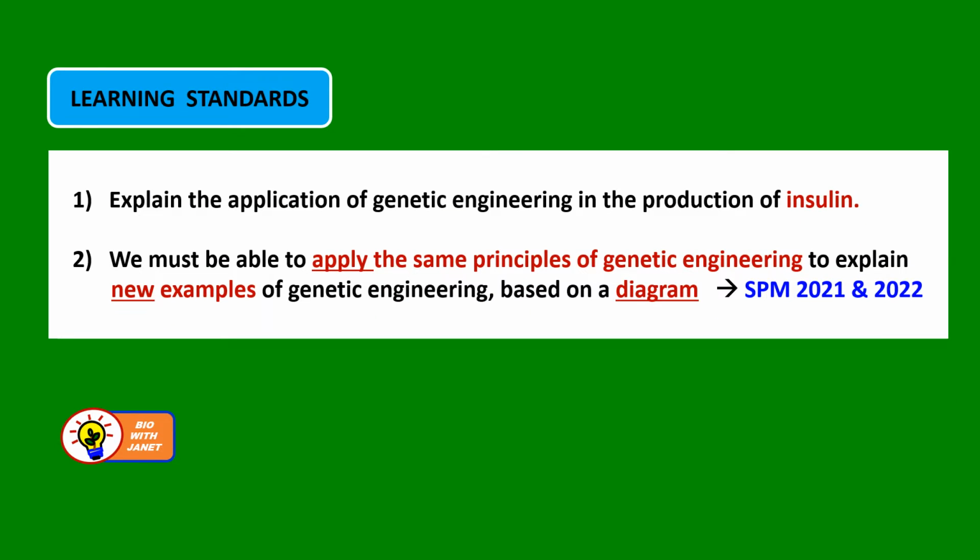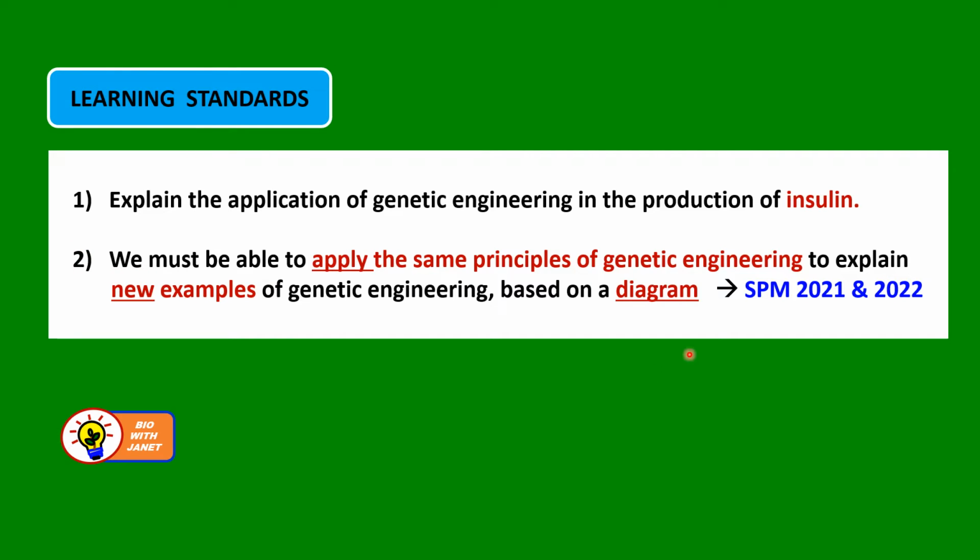The learning standards are as follows. After this lesson, we should be able to explain the application of genetic engineering in the production of insulin by the transgenic bacteria. And number two, we must be able to apply the same principles of genetic engineering to explain new examples of genetic engineering based on a diagram that's given. This came out in SPM 2021 and 2022. So this second comment is my own.